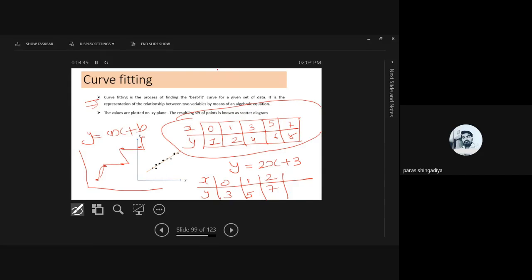Okay, it is not the equation of a straight line. It is not a graph of a straight line. So how can we create this type of straight line? We have to identify one approximate line which is nearer to all these points.